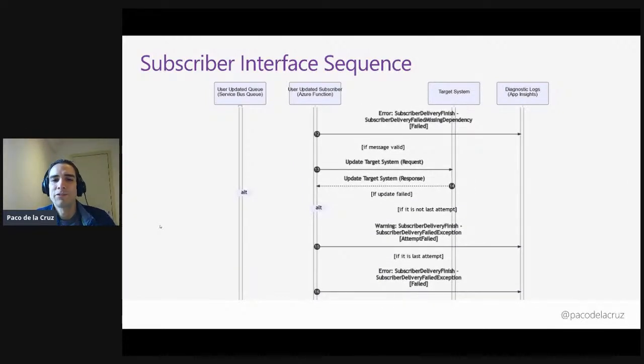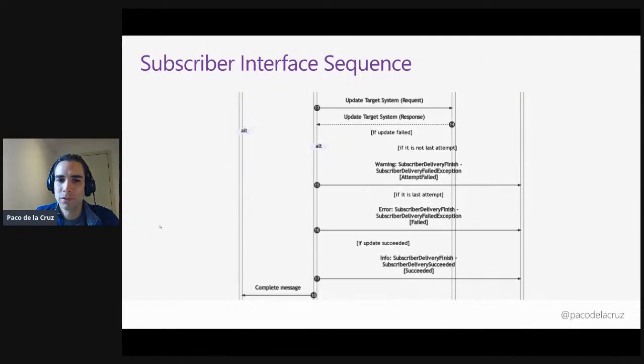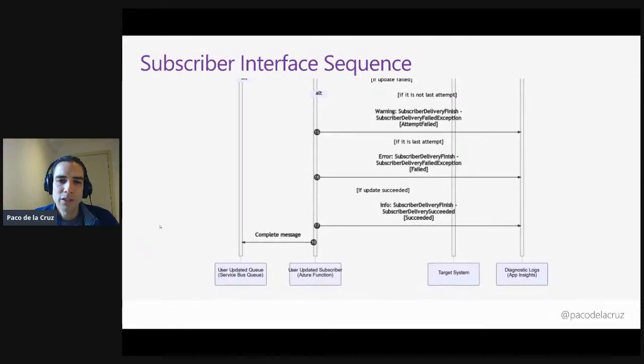And then finally, if the message is valid, we try to update the target system, and we send the corresponding events to the tracing logs. If it was successful, we send a succeeded status, or otherwise failed or attempt failed, depending on the number of retries, and at the end we complete the message.